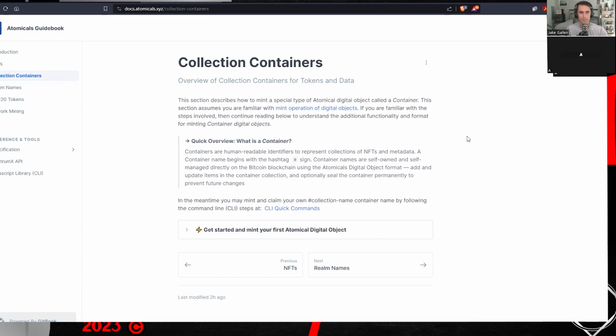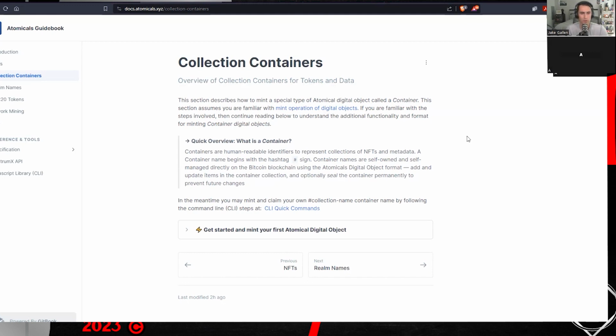And collection containers are identified with the hashtag. So you could have, like, hashtag Bitcoin apes. And that would be your unique name for the collection container, that everyone would use as the URL, the link slug. So everyone would know where to find the Bitcoin apes collection container and then be able to browse all the Bitcoin apes in that collection. Got it. Yep.